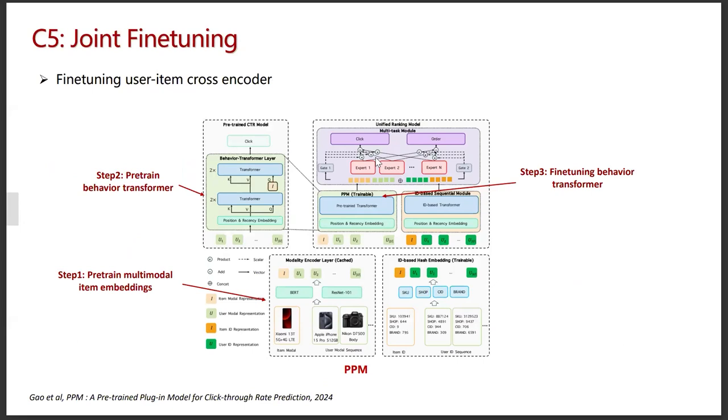And the last one is about fine-tuning the user item encoder. And this work was published in the Web Conference this year from Jingdong. They first build an item encoder to cache the item embeddings. And then they pre-train a behavior transformer and then fine-tune the transformer in a CTR prediction problem. And they perform the task using a two-stage framework. And the multimodal item embeddings can be cached, and the user behavior transformer can be fine-tuned. So they follow the joint fine-tuning framework.